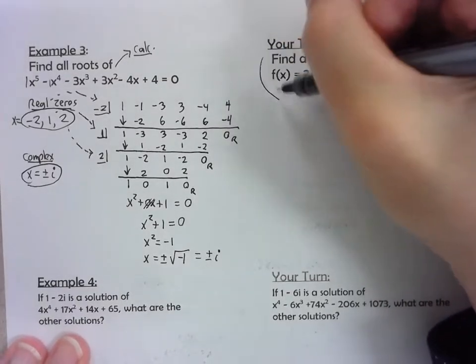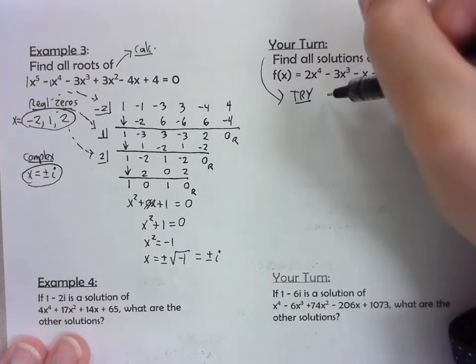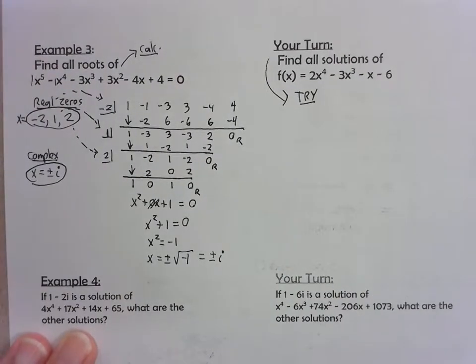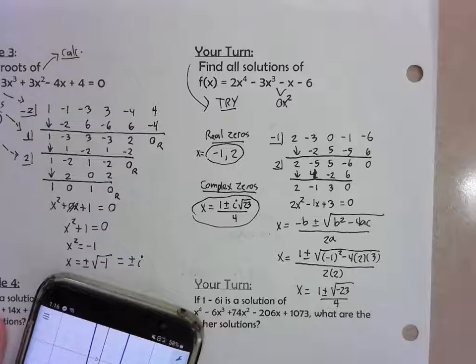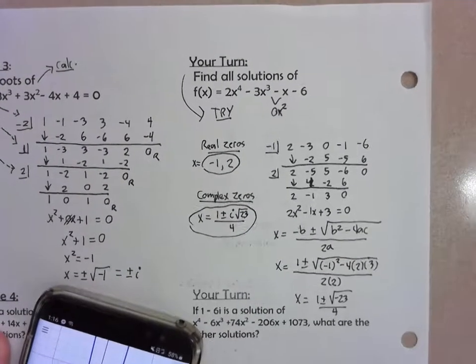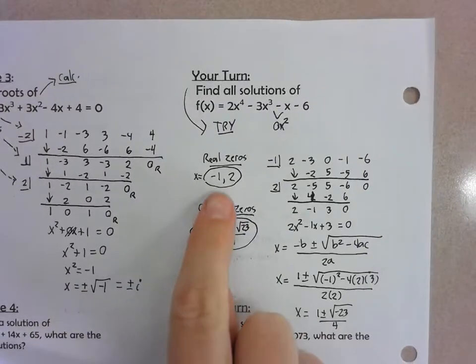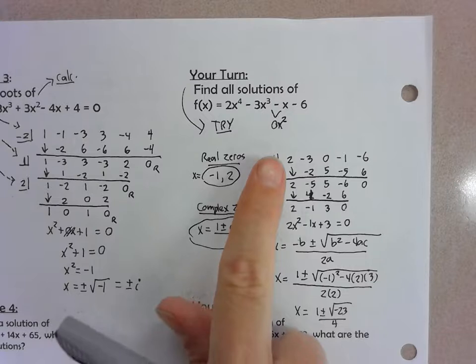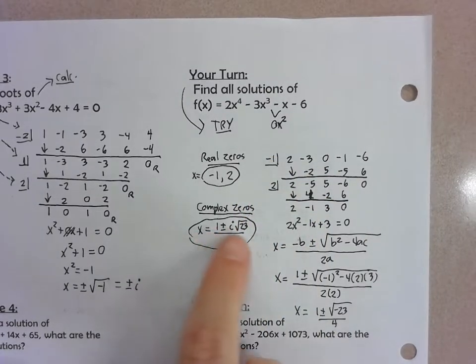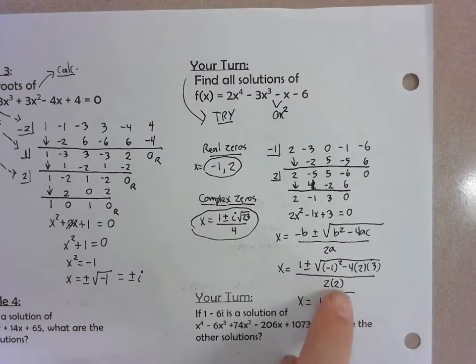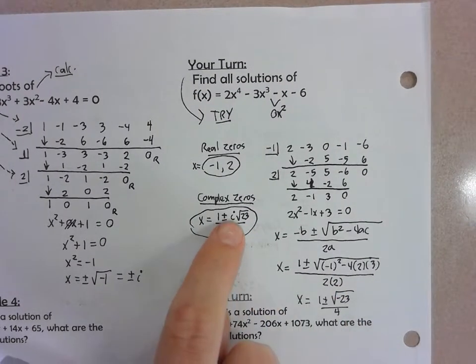So try this on your own. I'll put the answers, and then if you want to check the work with me in class, you can. So go ahead and try the your turn. Okay, so your final solution for this should be the real zeros negative 1 and 2, which I got from the graph, and then I used those for synthetic division to come up with my complex zeros. You can follow that work along to see how I got those. Just remember that if you have a negative under the square root, it does have an i on the outside.